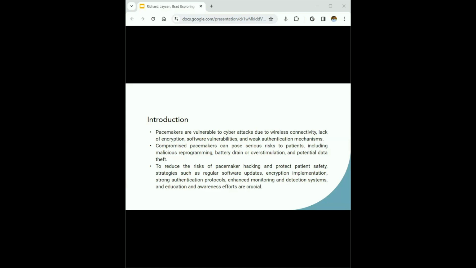Similarly, these medical devices do not have any authentication mechanism. They are like plug and play: connect with a charger, put the power to it, and then use it. They don't have any kind of authentication involved, so anybody could use any device. That's again a problem.